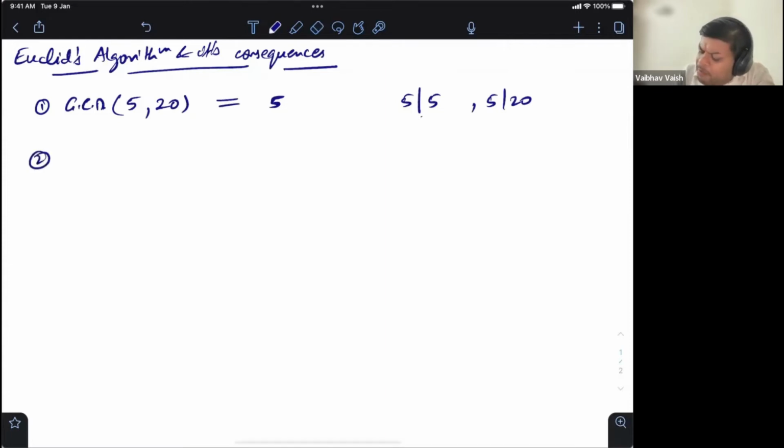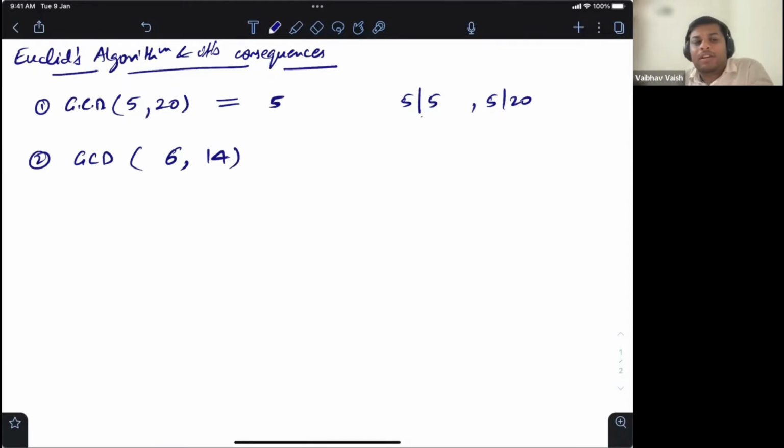But suppose we have a more complicated situation. Let's say we wanted the GCD of 6 and 14. 6 does not divide 14 and 14 does not divide 6. How do we compute this GCD? Different state boards may have slightly different notation, but the algorithm that is taught is: you have 6 and 14, 14 is larger than 6, and you begin by dividing. Now you have got remainder 2.